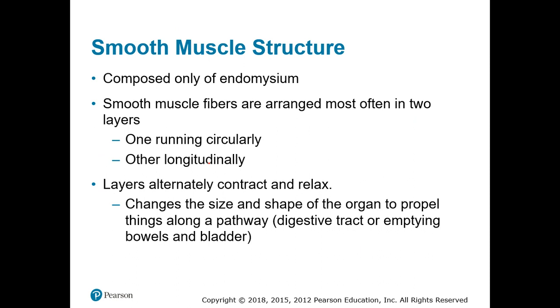Now, smooth muscle, the connective tissue component, is actually only made up of endomysium, that inner connective tissue that encompasses muscle fibers. Instead, these smooth muscle fibers are arranged into two layers instead of into fascicles. One of these layers runs in a circle and the other runs longitudinally to it. So I have a picture coming up of that.